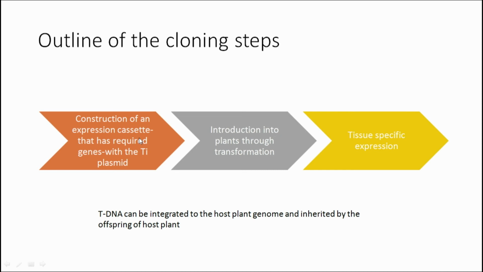So, the first thing which we must do is construct an expression cassette which has the required genes, and these are cloned into what is called a TI plasmid. Now, TI plasmid is a normally occurring plasmid in a bacterium, agrobacterium, all right. TI also stands for tumor inducing plasmid. Okay. So, this kind of an agrobacterium, which contains this plasmid, has the ability to infect the plants, as a result of which this TI plasmid can now go directly into the plants. Okay. That is what we are going to learn.